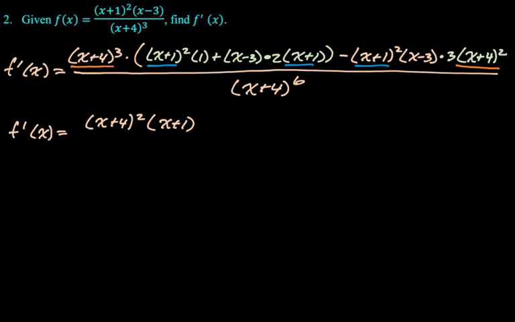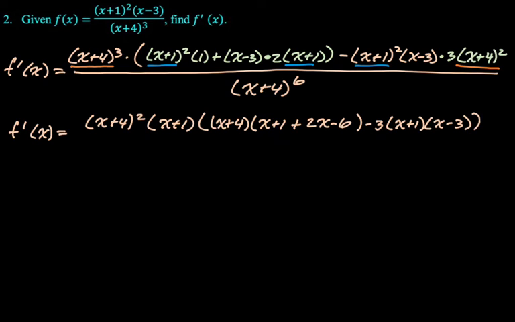an x plus 4, because remember, we have to distribute that x plus 4. I really kind of screwed myself over by not distributing that. There's an x plus 4, and then there's an x plus 1, and then there's a 2 times x minus 3. Okay, so you might have to look that over a couple times to see what's happening there. And then there's a minus 3, an x plus 1, and an x minus 3. That's our numerator. And then our denominator is still x plus 4 to the 6th.